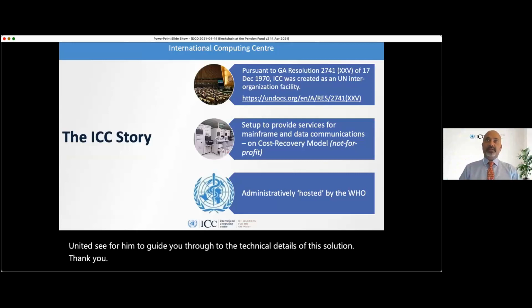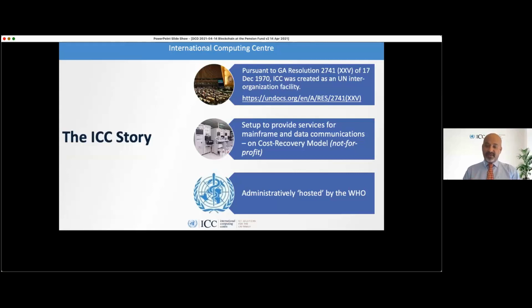So very quickly, I'll just introduce UNICC and who we are, because I'm sure, at least all the staff within the UN ecosystem know the pension fund, because that's what we are all working towards, our pensions. But UNICC is an organization that was established 50 years ago. We turned 50 in December last year by a General Assembly resolution. And the idea at that point in time to establish UNICC was to provide shared IT services across the UN ecosystem. Back then, it was actually to run a mainframe for WHO, UNDP, and the UN Secretariat.